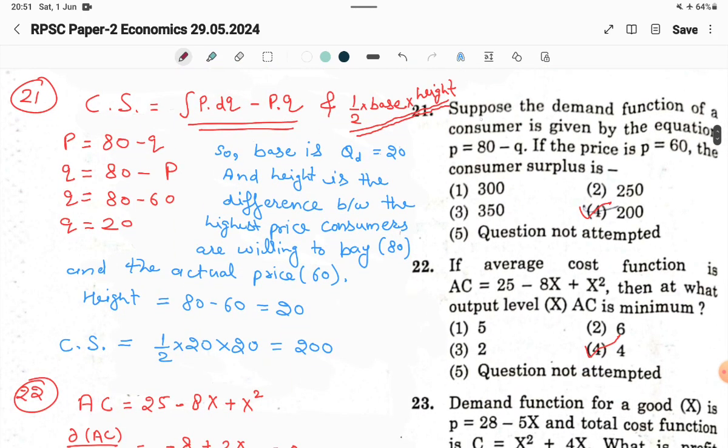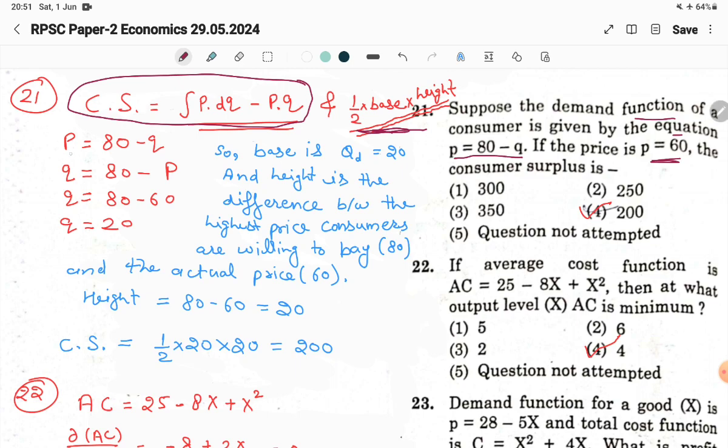Suppose in the 21st question the demand function of a consumer is given by the equation p is equal to 80 minus q. If the price is 60, what will be the consumer surplus? There are two formulas of consumer surplus here. One is the integration of p dq minus p into q, and the second one is half of the base into height, which is the easiest and smallest formula for calculating the consumer surplus.